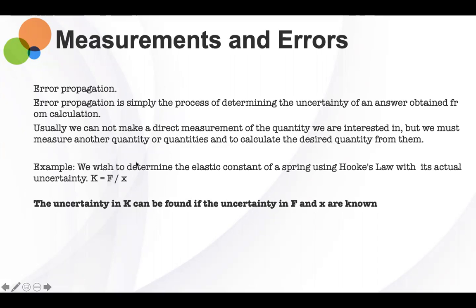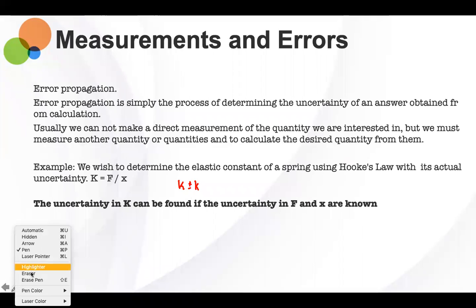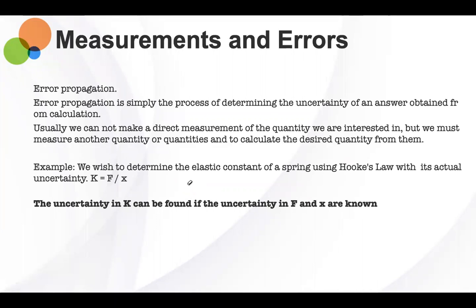So we wish to determine the elastic constant of a spring using Hooke's law. Let's use this example with its actual uncertainty. We want to find the value of K, and we also want to find our uncertainty. That might look funny at first, but just give it a few seconds. Let me write it in a different way.